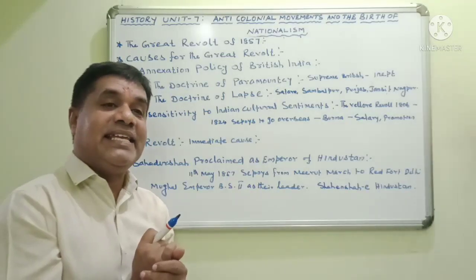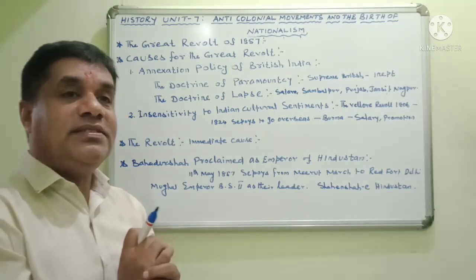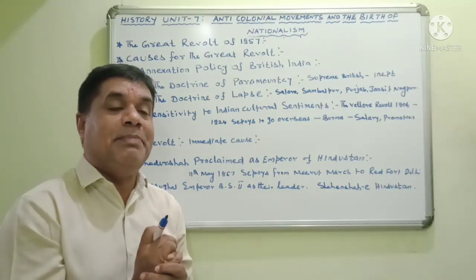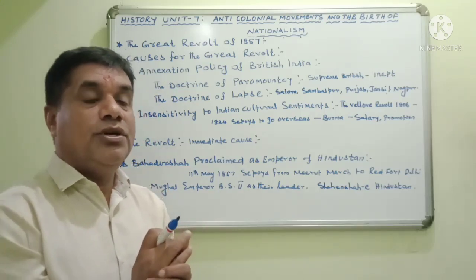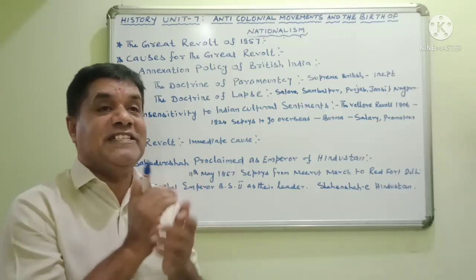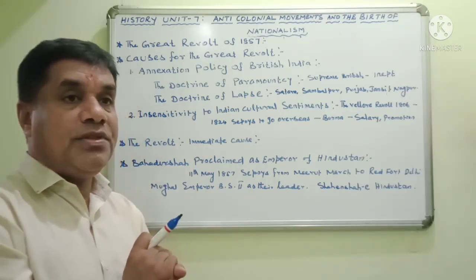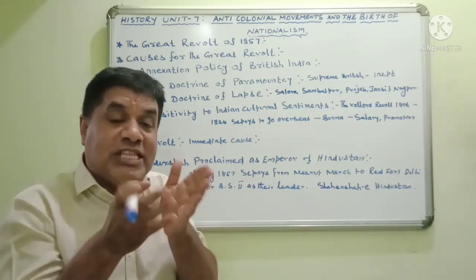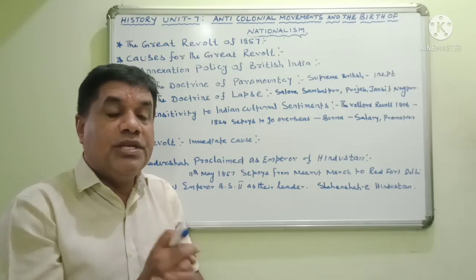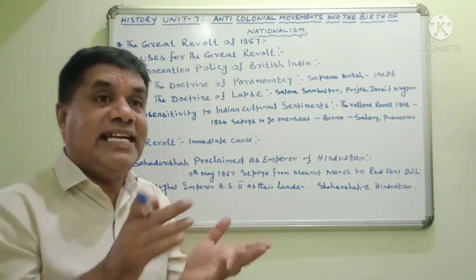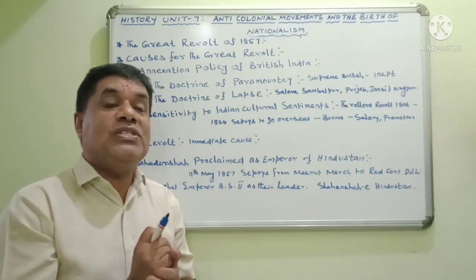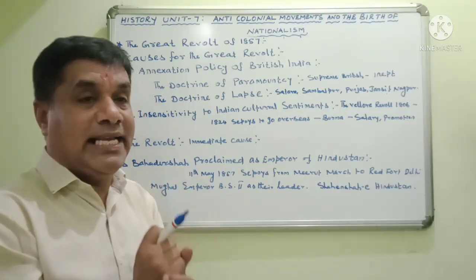Mangal Pandey, from the Barrackpore regiment, refused to use these cartridges. When the sergeant forced Mangal Pandey, he shot him down. After that, Mangal Pandey was hanged by the British.